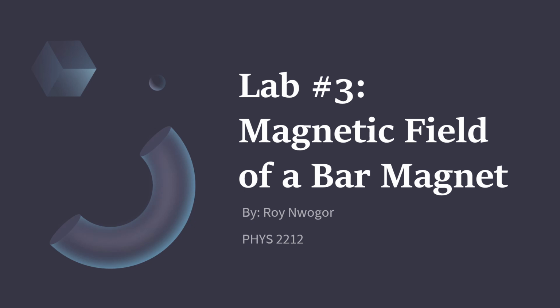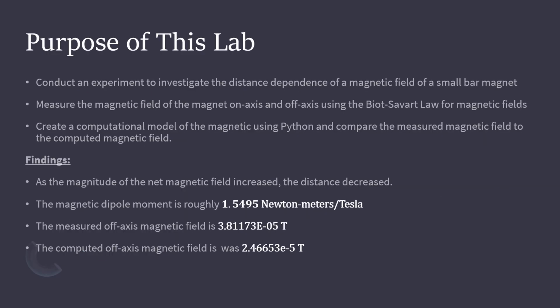Welcome to Lab 3 titled Magnetic Field of a Bar Magnet. In this lab, we will investigate the distance dependence of the magnetic field of the small bar magnet, measure the magnetic field of the magnet on-axis and off-axis, and create a computation model that compares the measured magnetic field to the computed magnetic field.